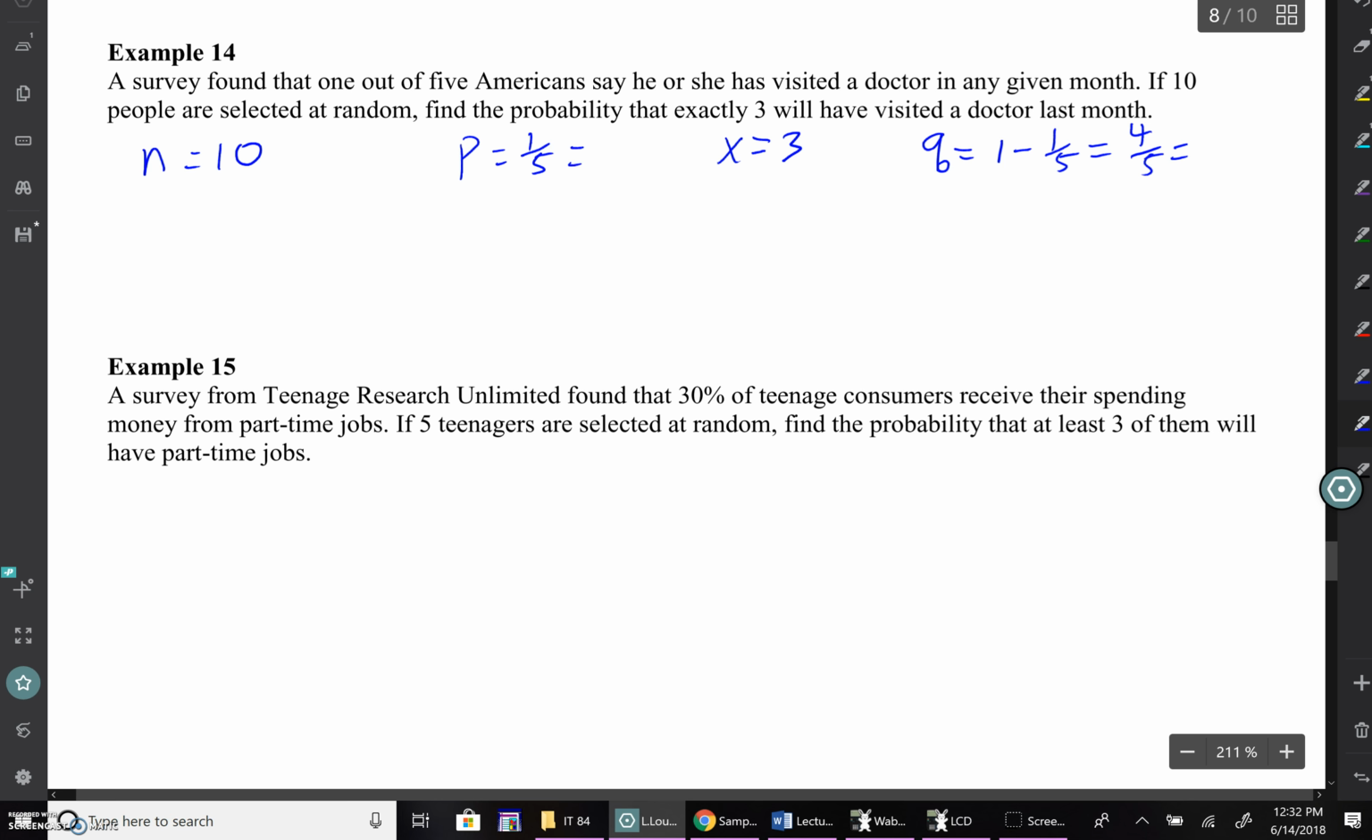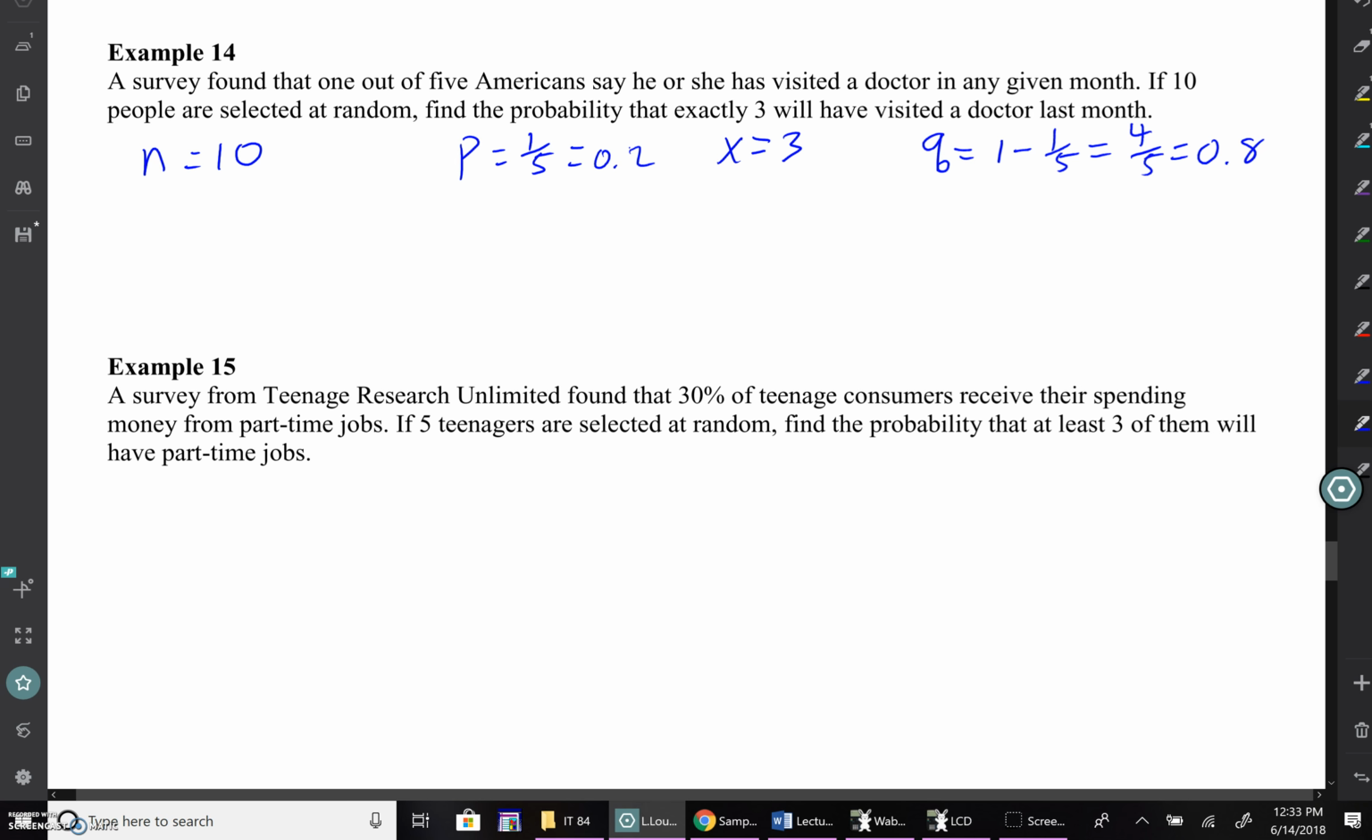And what are both of these as decimals? 1/5 becomes 0.2. And 4/5 is 0.8. They should add up to 1. All right.